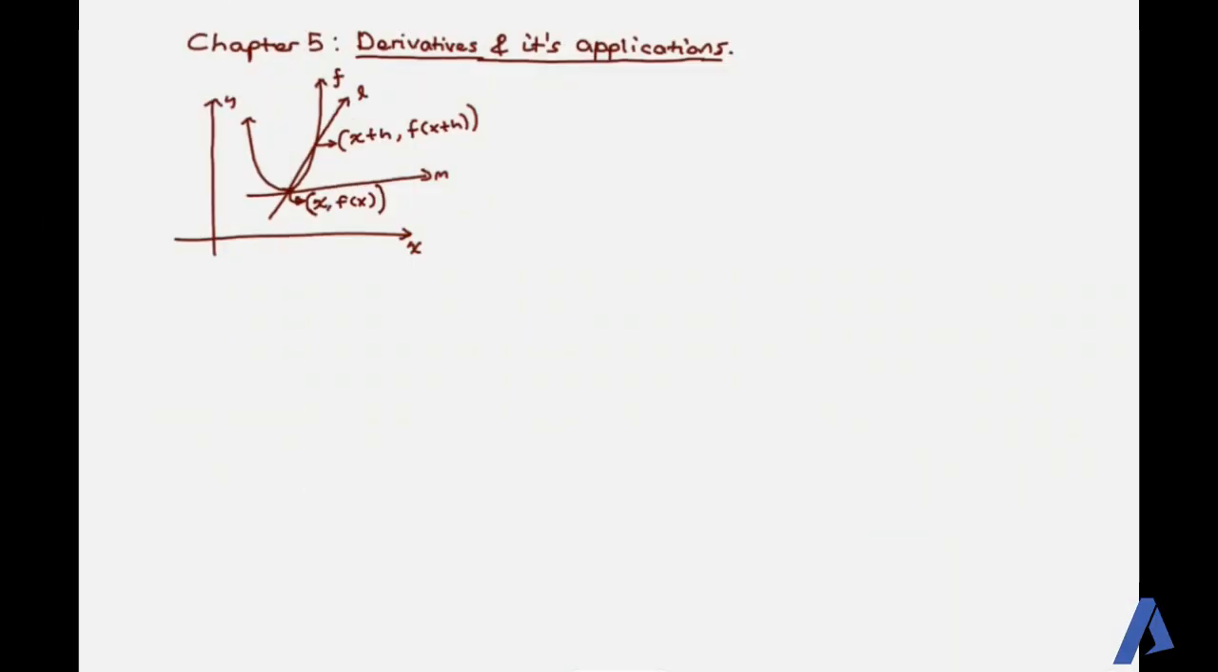Hey guys, on chapter 5 now, derivatives and its applications. So the basic idea behind derivatives, it lets us find the slope of a tangent line to a curve at a single point. Normally from coordinate geometry we know that the slope of any line is determined from given 2 points.